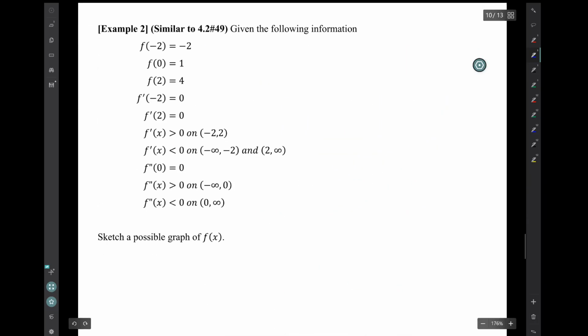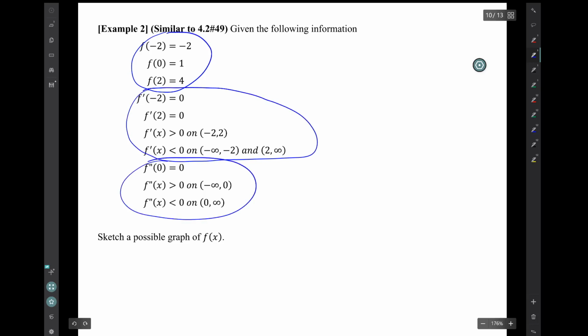Let's go on. Example 2. In this example, we're given a bunch of information about points on the graph of f and sign behavior of f prime and sign behavior of f double prime, but the sign behavior of f prime and f double prime is not given in the form of sign charts. It's given in the form of inequalities on certain intervals.